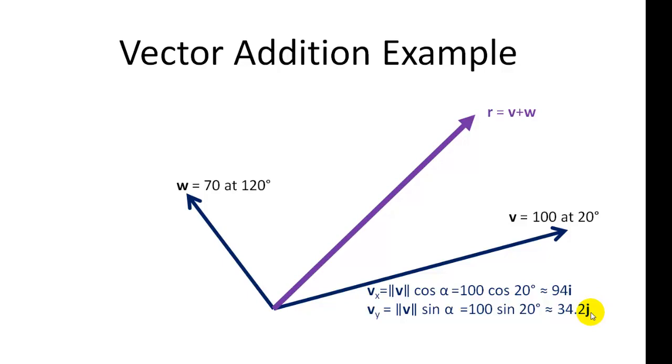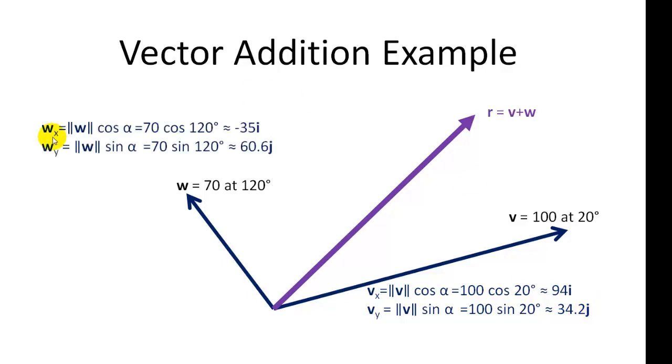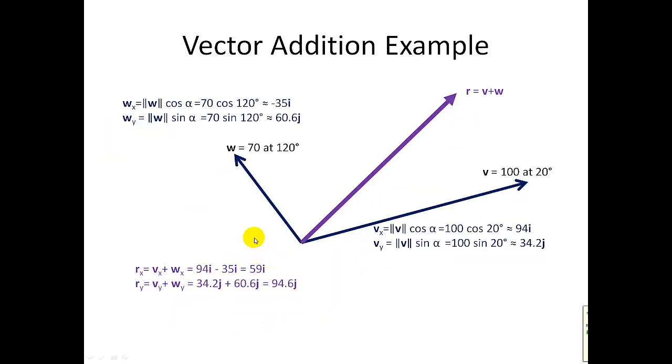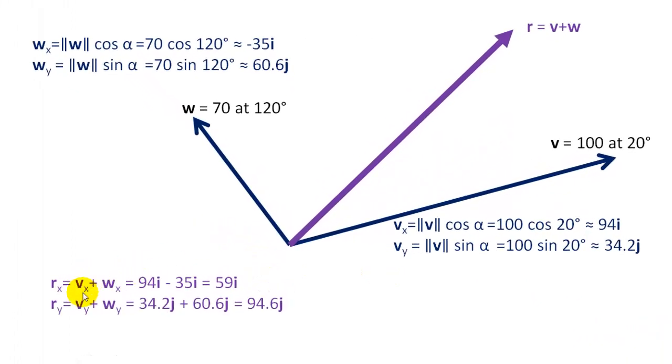Let's break down vector w into its components. W sub x is equal to w times the cosine of alpha, which is 70 times the cosine of 120, which, by the way, is a negative number because the horizontal component is moving off to the left. It's negative 35i. W sub y is equal to w times the sine of alpha, so it's 70 times the sine of 120 degrees, a positive 60.6j. And that makes sense because its vertical component is going up, but its horizontal component is going left, therefore it's negative. Let's go ahead and combine those horizontal and vertical components to get the horizontal and vertical components of the resultant force.